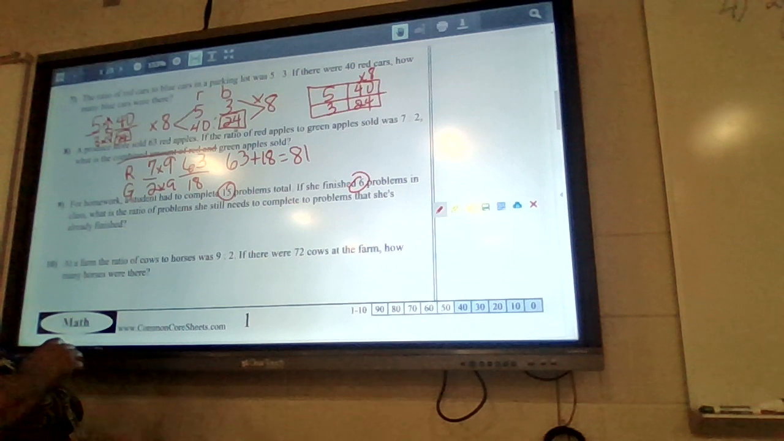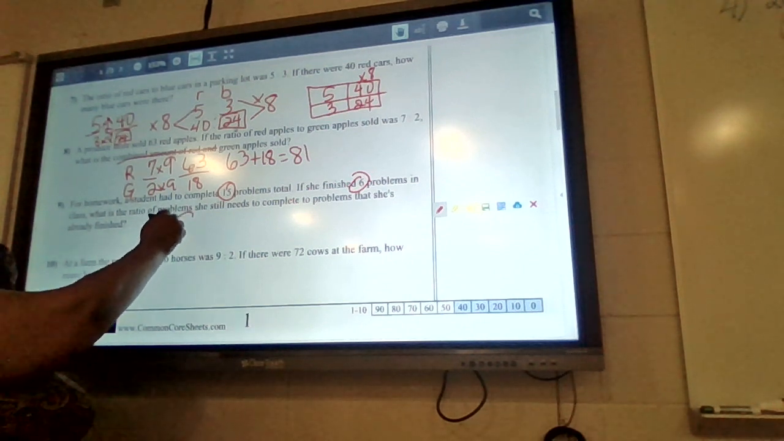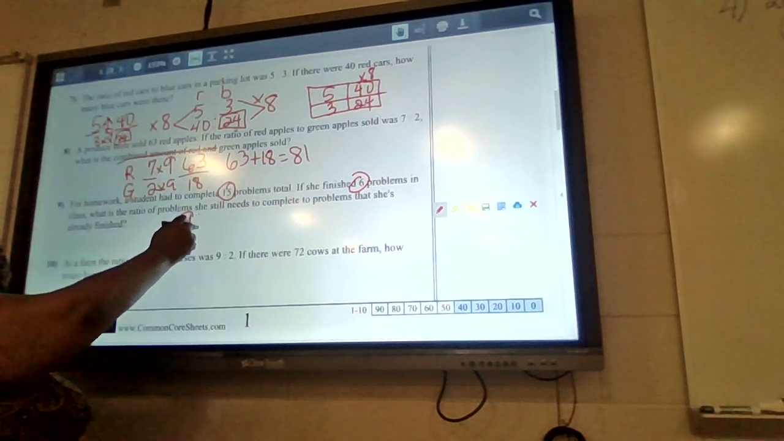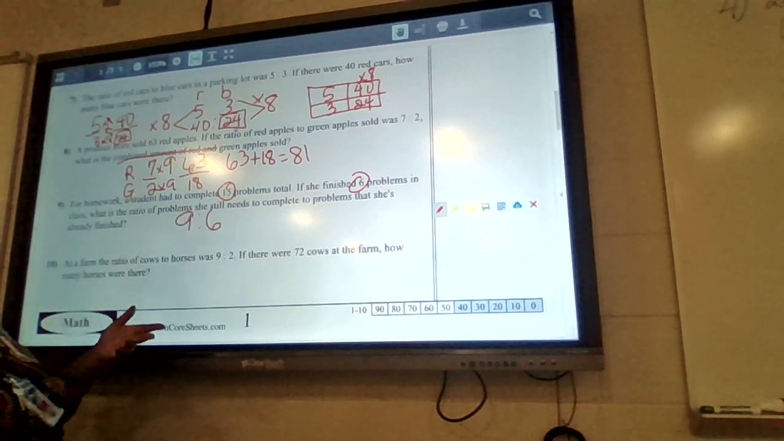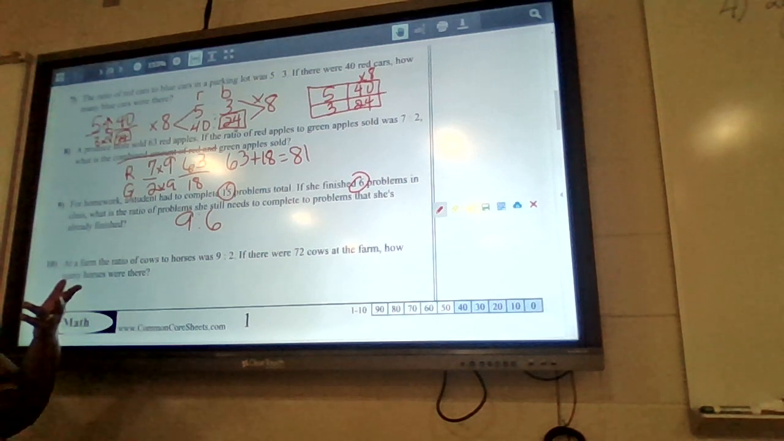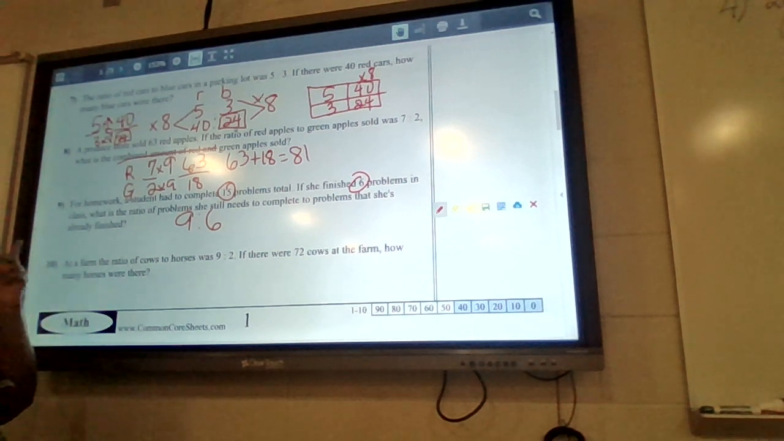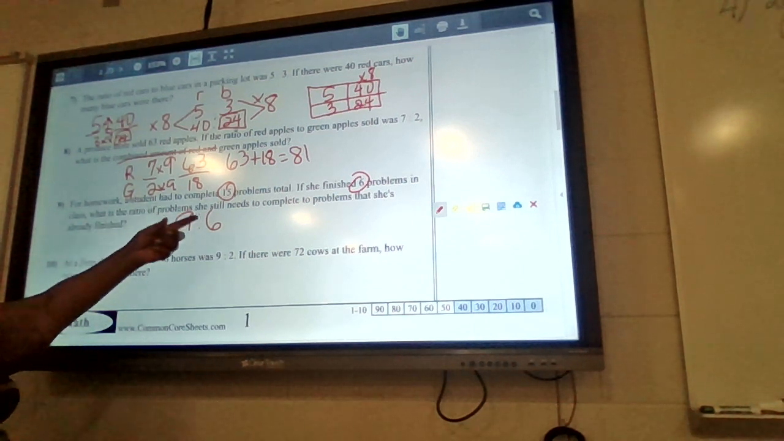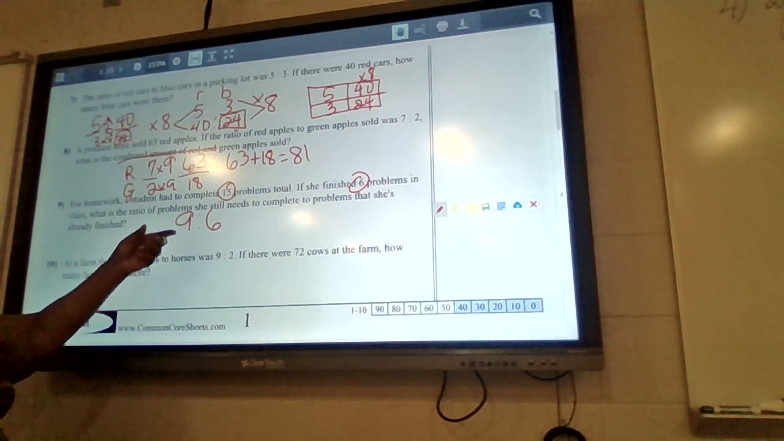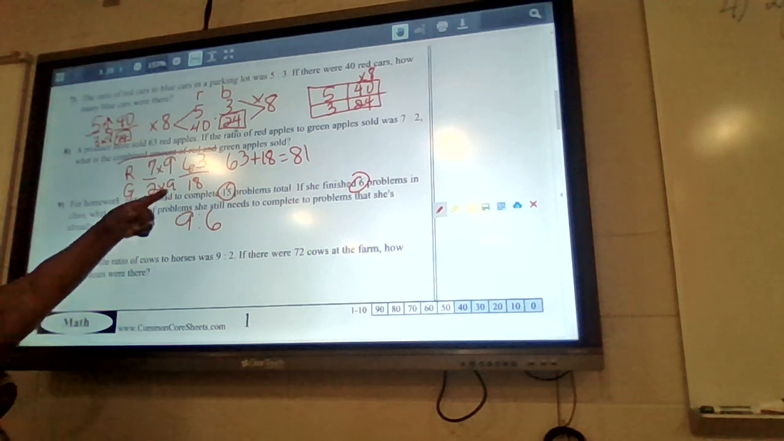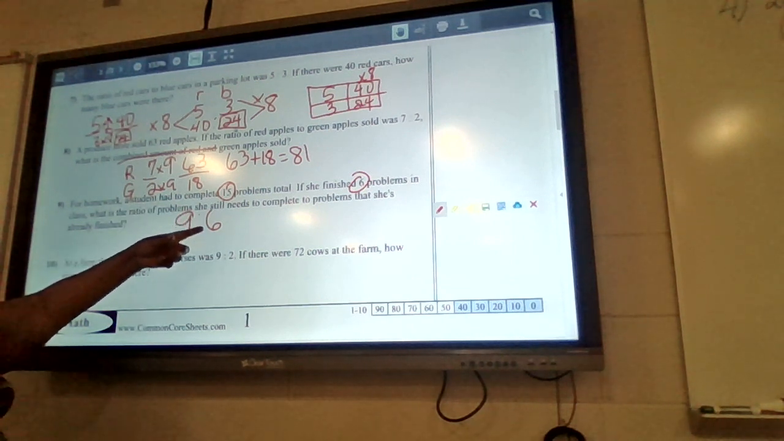I know. Since she needs to complete, it's just 9, because I did 15 minus 6. Okay, and then it's 6. So 9 to 6. That's absolutely right. So she had 15 total. She finished 6. So the ratio of problems she needs to complete, 9, that's 15 minus 6 is 9, to the problems that she's already finished.